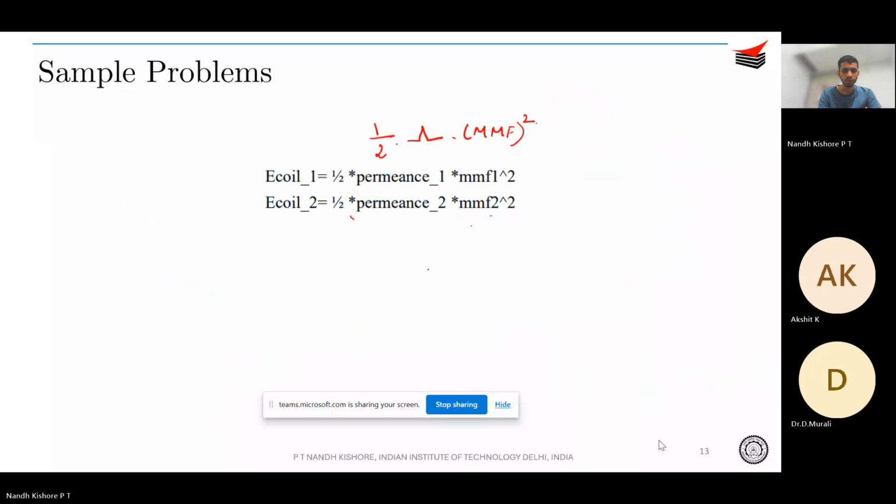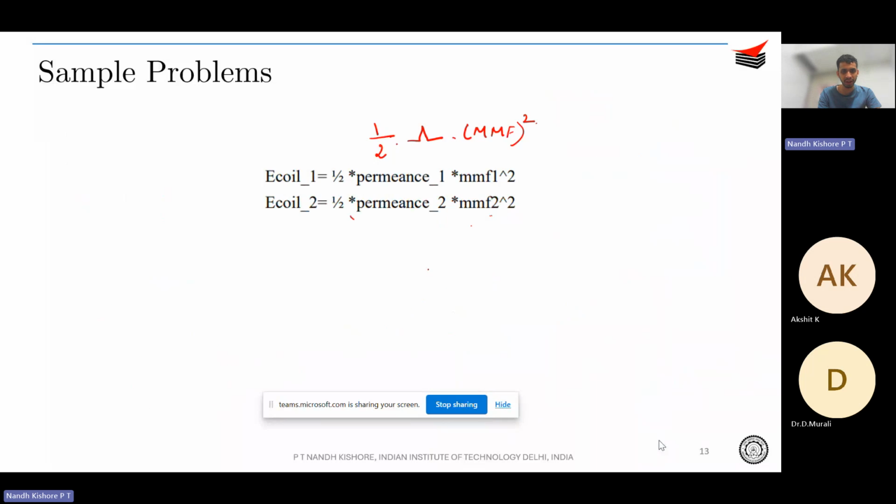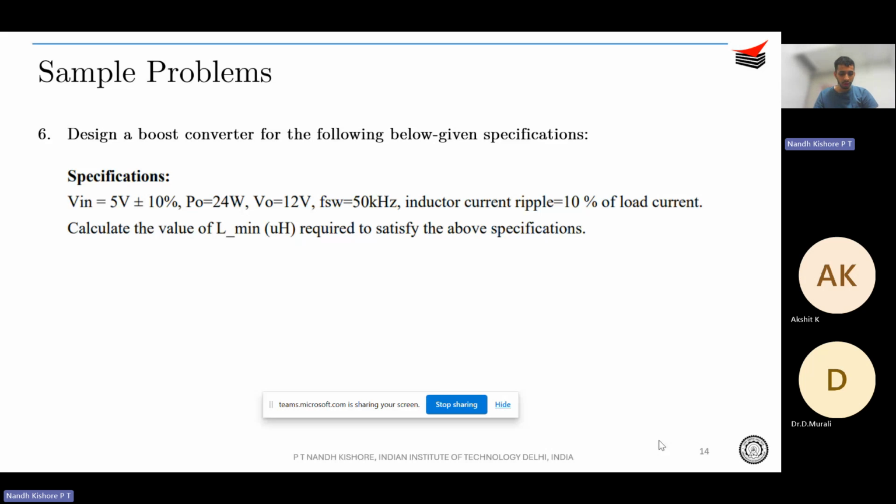Yeah, so we were over here. The ratio of E coil 1 by E coil 2: E coil is proportional to phi into MMF, or half into permeance into MMF square. And all of these values are known from the previous problem. So we will move on to the next one.